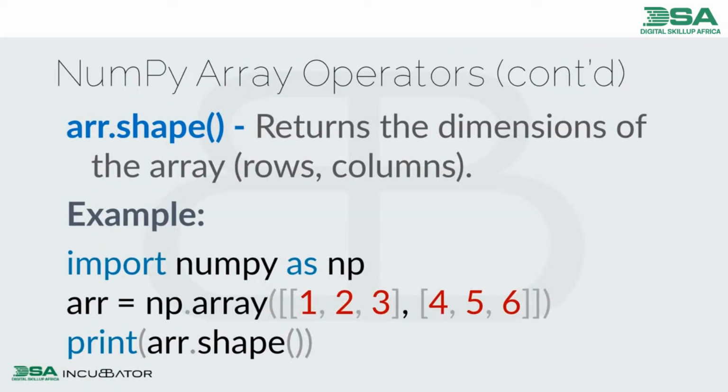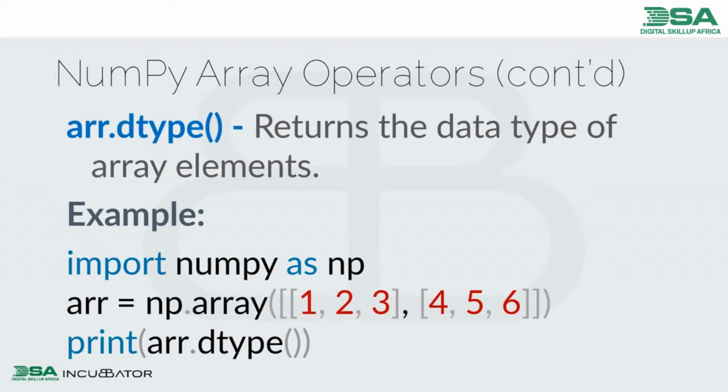So this converts the shape and changes it to what? Rows and columns. These are things we've spoken about. Then we talk about the array type. Well, it returns the data type of the array element.